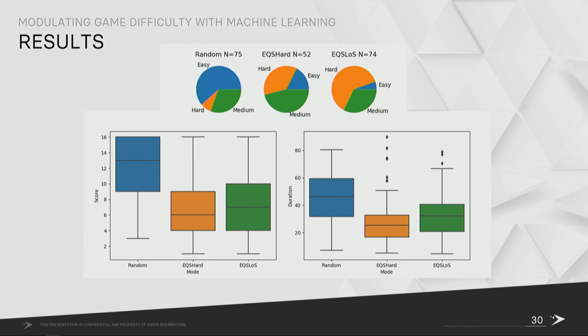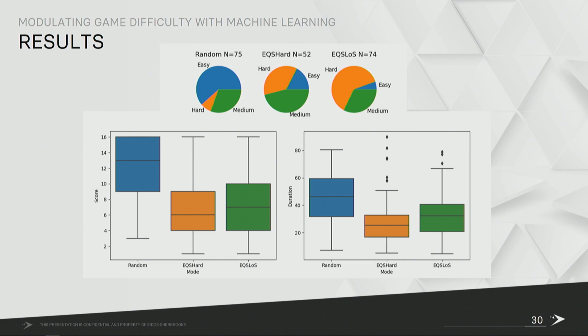16 is the total number of orbs on the map. So you can see that in the left column, for the random patrol, very often players were finishing the game or very close to finishing the game, whereas it was a very rare event in both the machine learning difficult mode and the line of sight based EQS system. They're both pretty comparable. The scoring is slightly lower for the machine learning model based one, but the difference is rather insignificant.